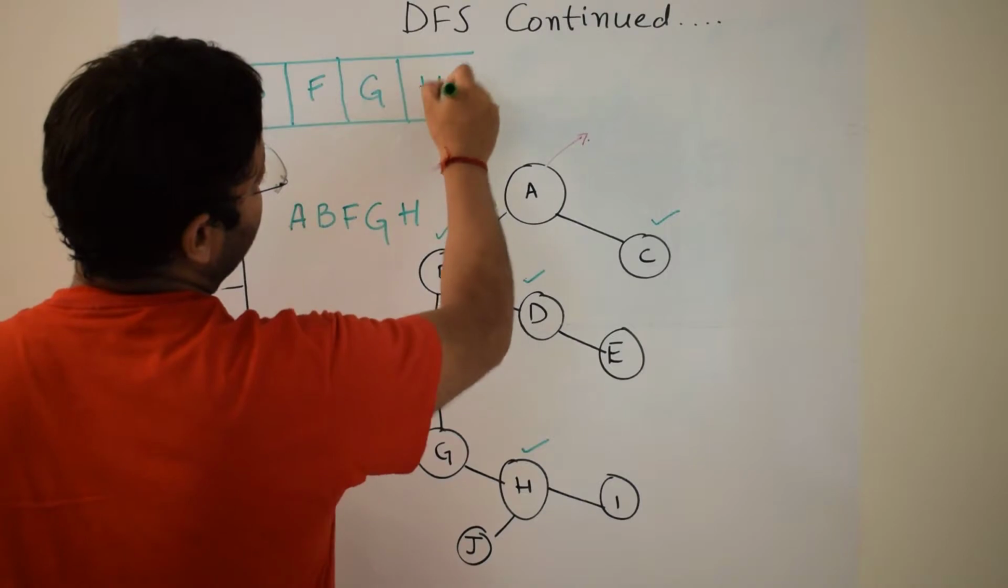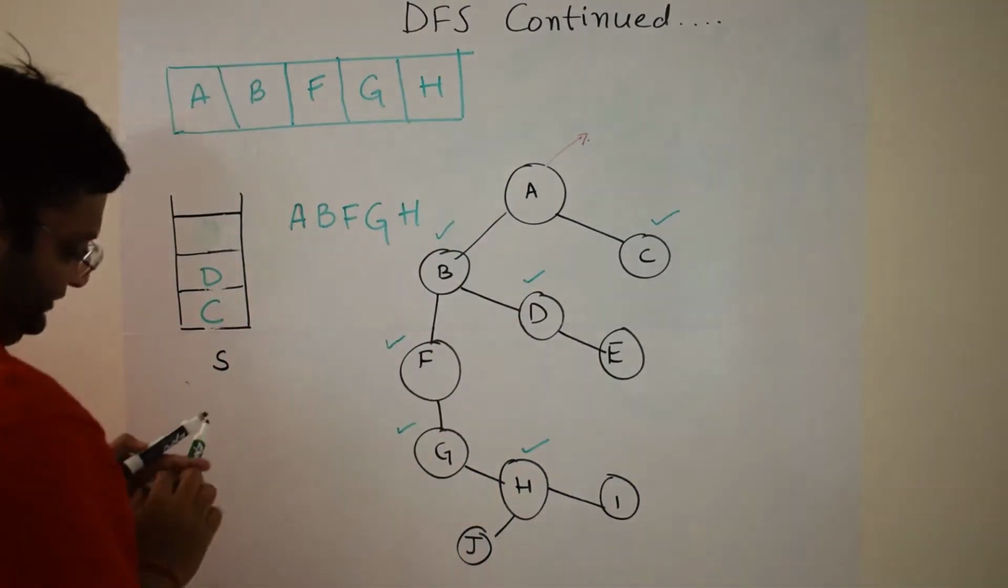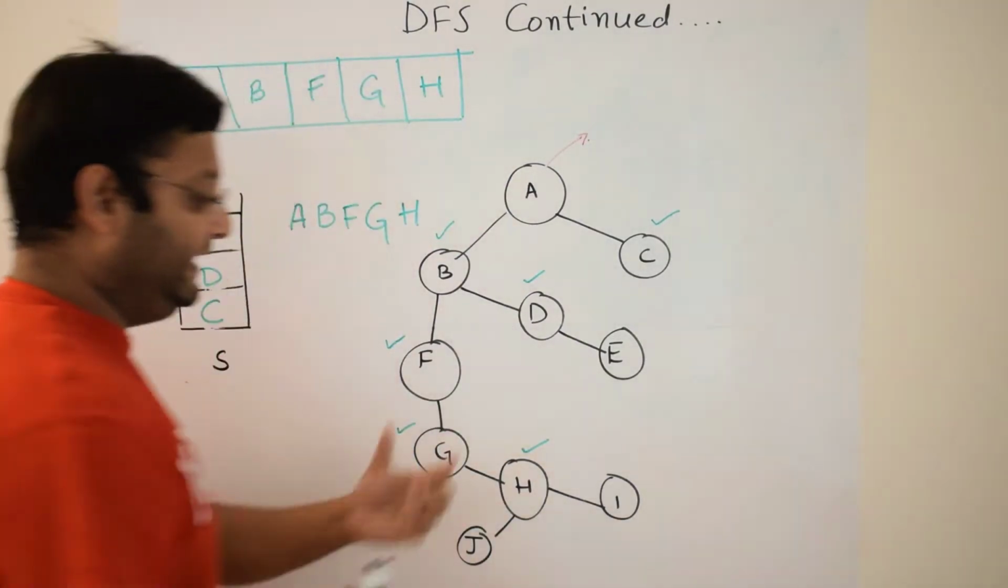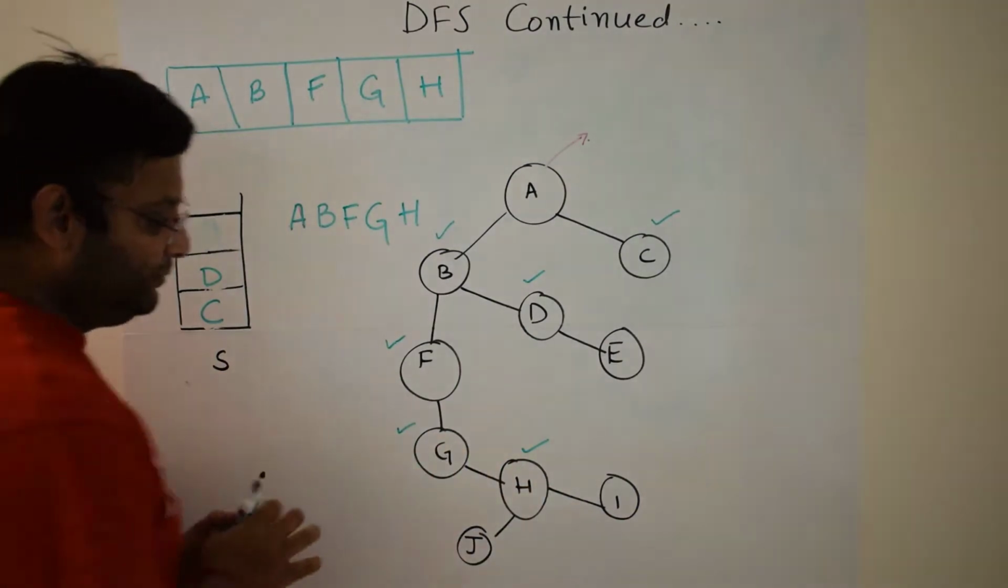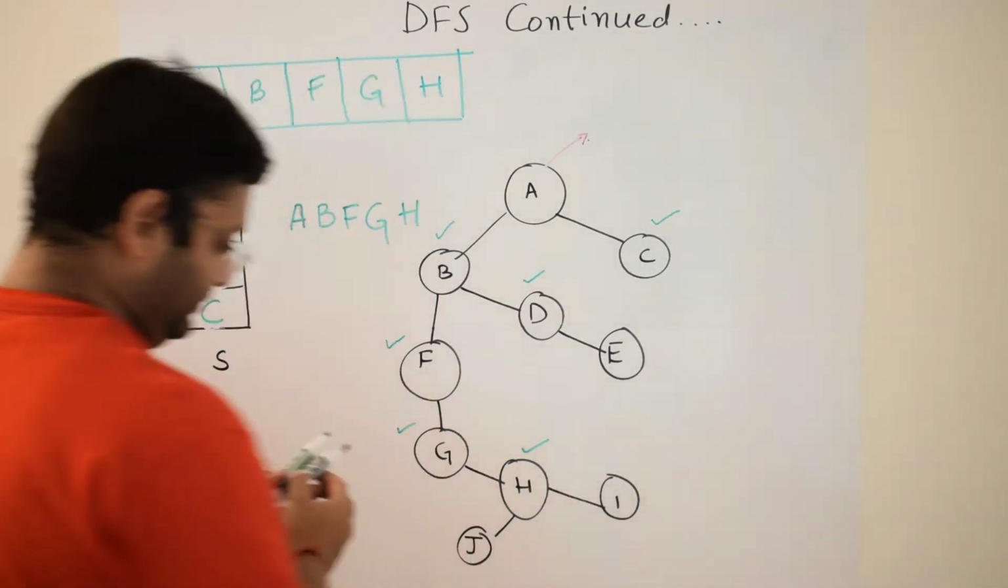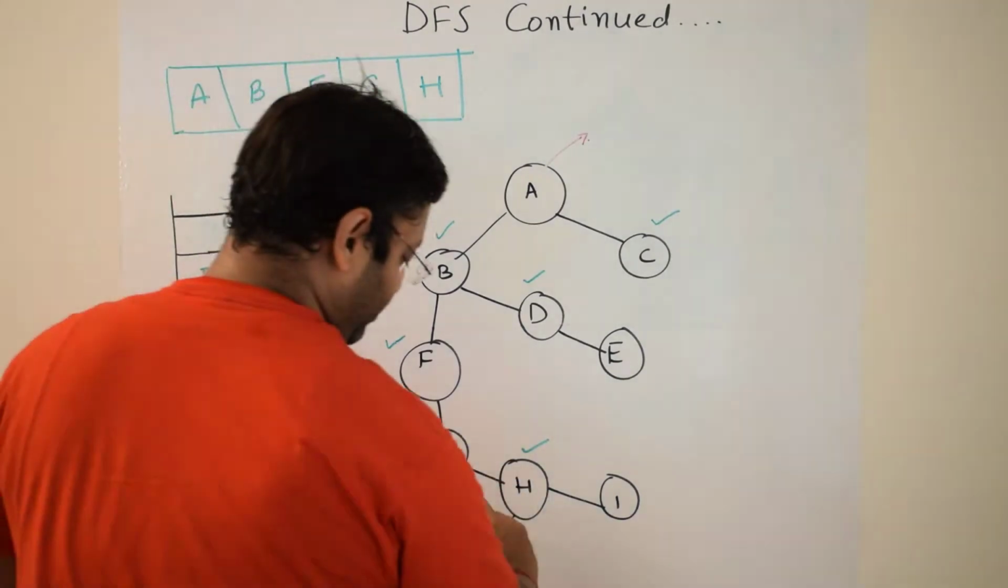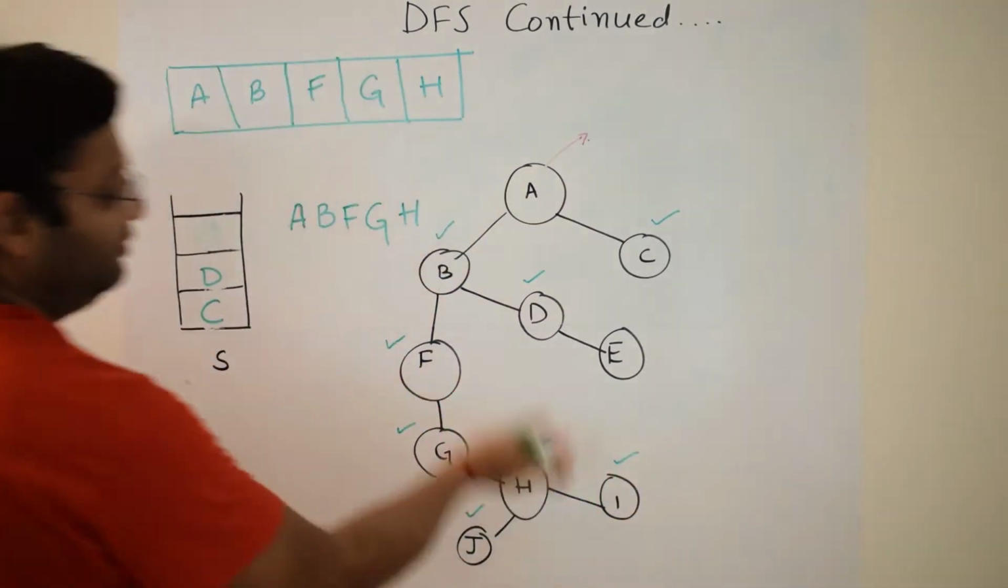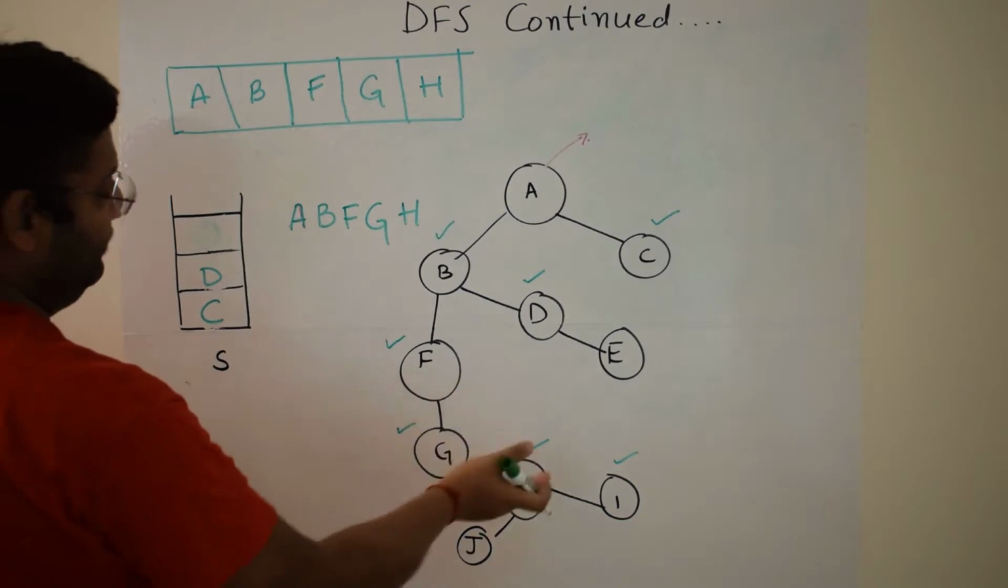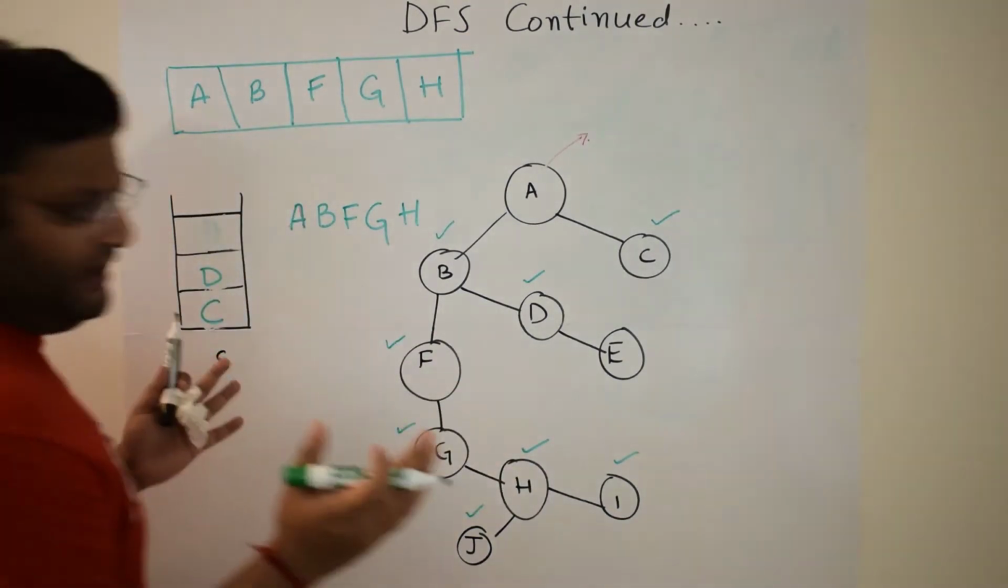Mark it as visited. Search its neighbors which have not been visited. Now again in this case there are two neighbors, I and J. So there are two neighbors. Have they been visited before? No. No. Now push those two neighbors onto the stack again in any order.